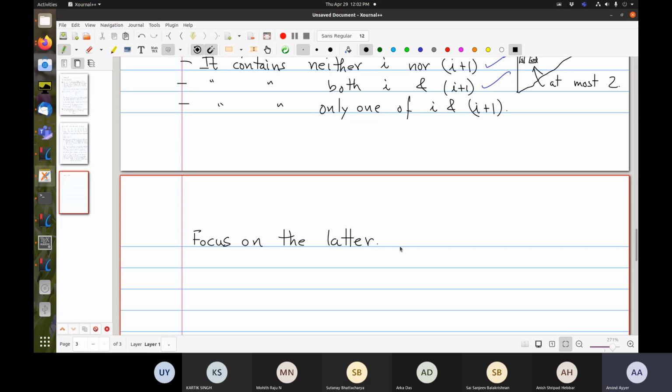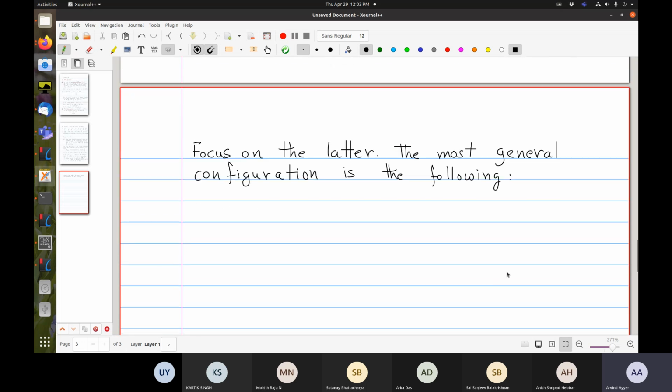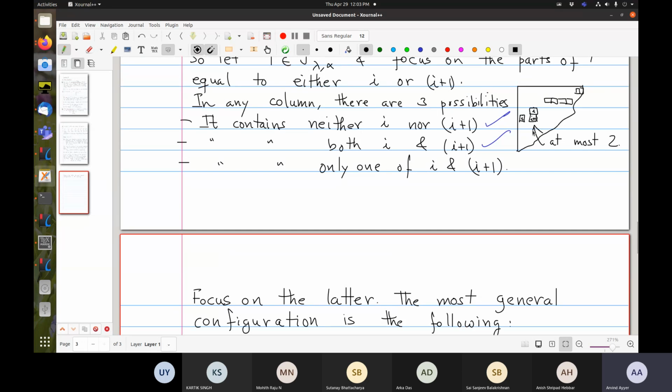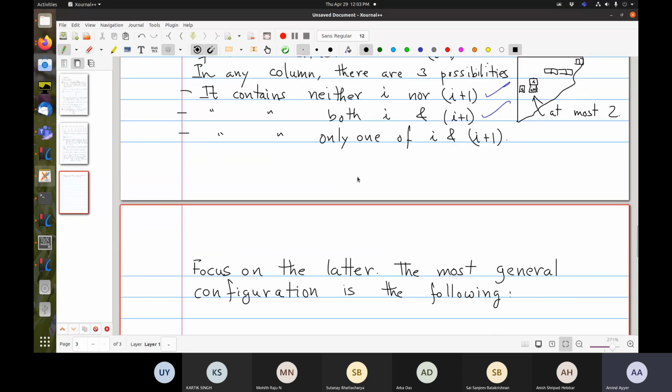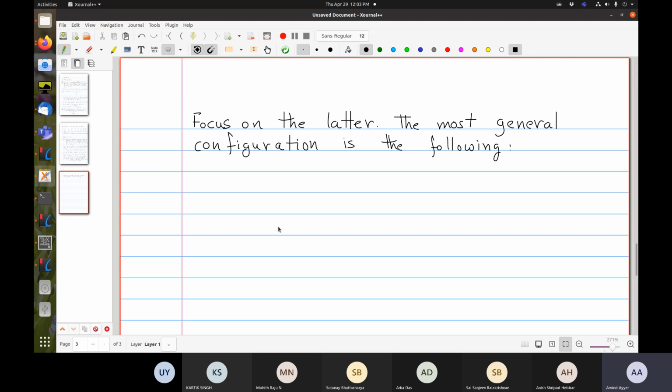So what is the general structure? What is the most general configuration that they can reside in? I claim this is the most general thing that can happen. We have to see this as a whole blob. I mean, what is the most general blob that contains I and I plus 1? So I claim this is the most general structure.